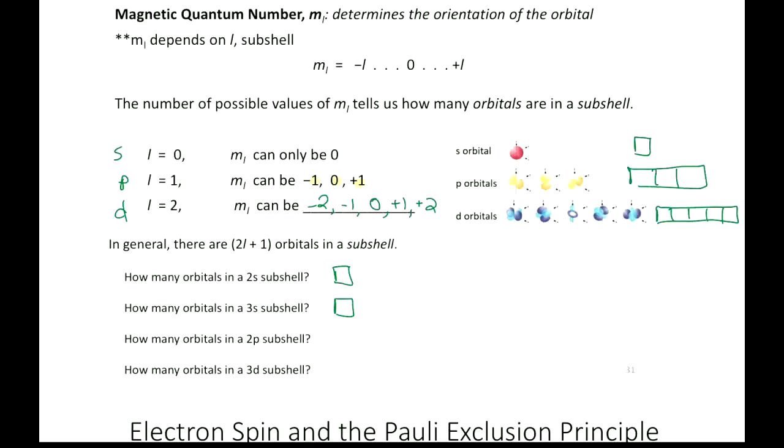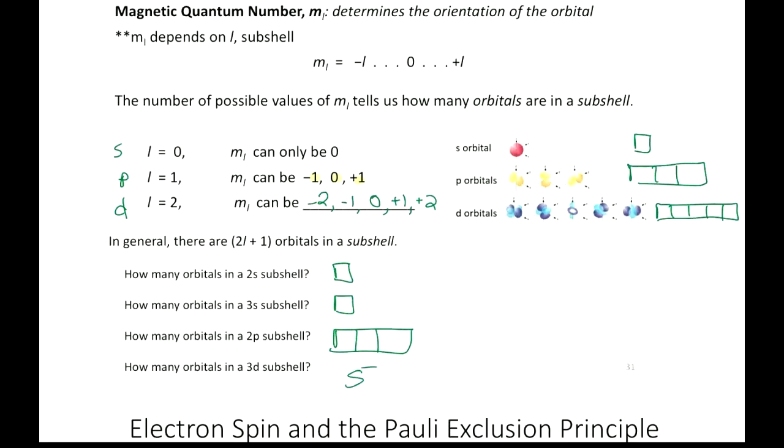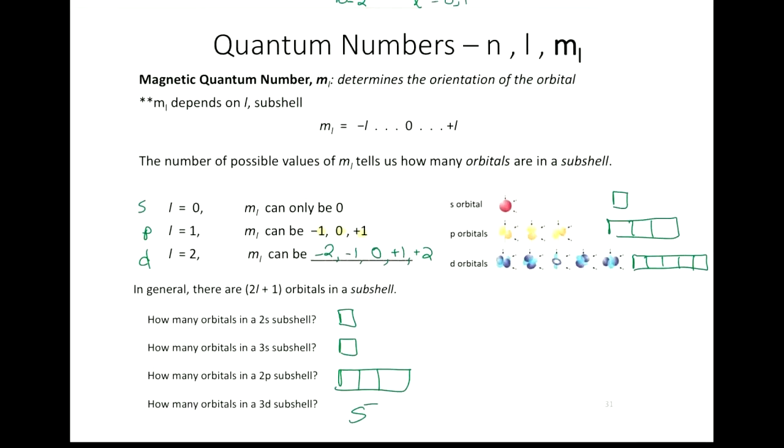All right, what about 2p? How many orbitals? How many boxes? 3, yes. What about a 7p? How many boxes? 3, yes, 3 orientations. And then finally, how many orbitals in a 5d subshell? 5, yes. So it's the letter, or the L value, that dictates the number of orbitals. All right, so we went through the most confusing 3 quantum numbers, and this will help us fill electrons and do electron configurations in a little bit.